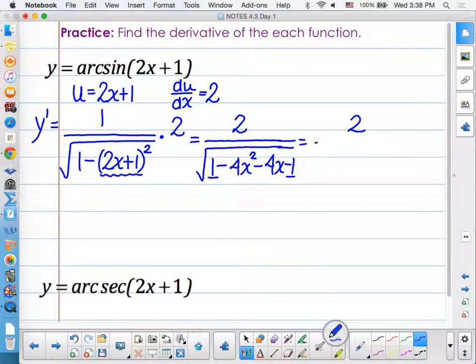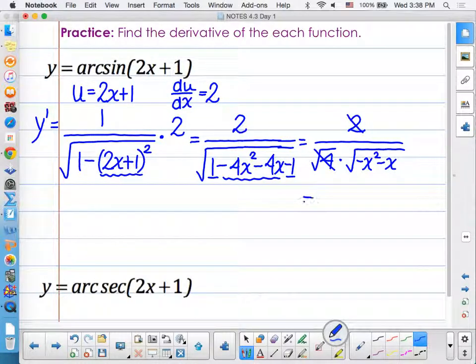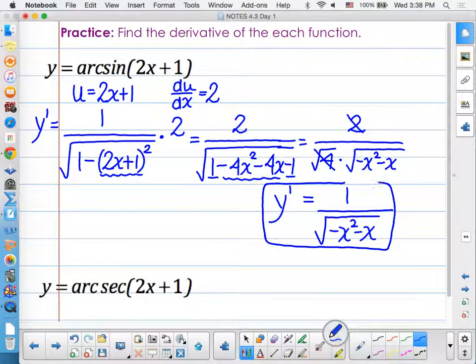So in the numerator, I have 2. In the denominator, I could factor out a square root of 4 factor, meaning 4 is a factor of both parts of this expression, leaving behind negative x squared minus x. That 2 in the numerator and the square root of 4 will cancel each other out, leaving me with my final derivative in simplified form of 1 over the square root of the opposite of x squared minus x. It is okay to leave that radical in the denominator for this derivative.